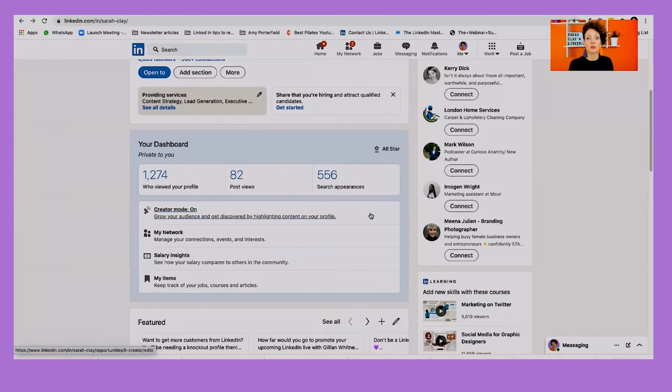Nobody can see your dashboard apart from you. Okay, so don't panic, don't worry about it. So there are my search appearances. So I came up in 556 searches this last week. Okay, now my post views are very low for me because I've literally just posted something. So that by tomorrow will be much higher. And I've come up in 1,274 profile views. So 1,274 people have viewed my profile in the last 90 days.